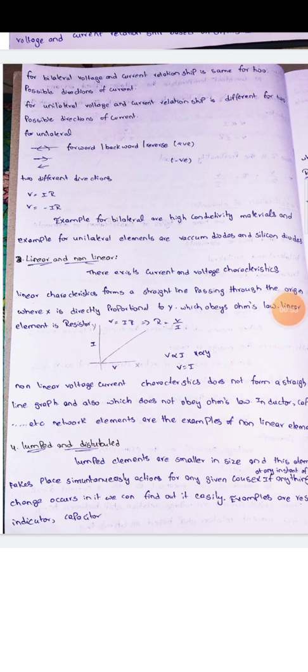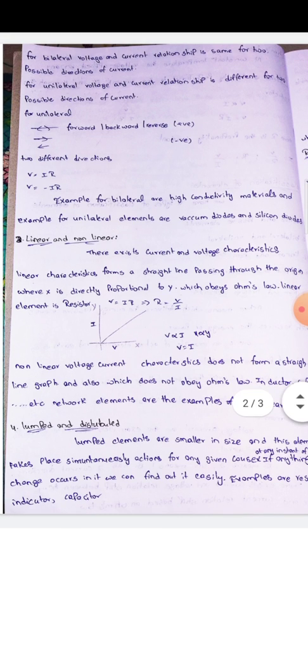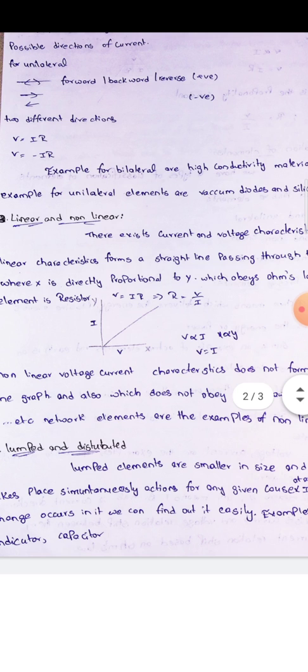The third one is linear and non-linear. There exist current and voltage characteristics. Linear characteristics form a straight line passing through the origin, where x is directly proportional to y, which obeys Ohm's law. The linear element is the resistor. Here we can see the graph between voltage and current.